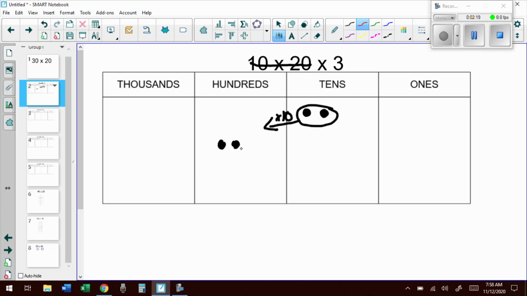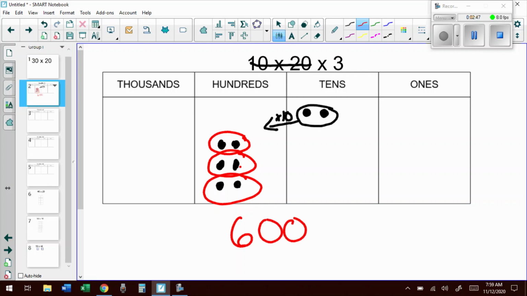Now we need to take 200 times 3 and have a 1 time, 2 times, 3 times. So we've taken 20 times 10, got 200. Now we took that 200 times 3, and we have 100, 200, 300, 400, 500, 600. All right.